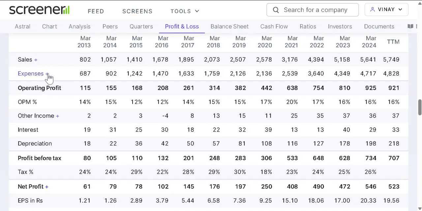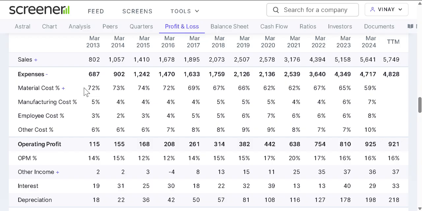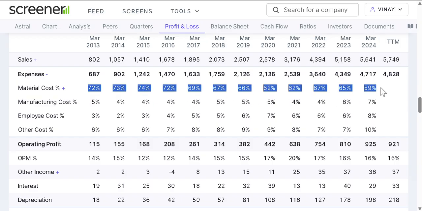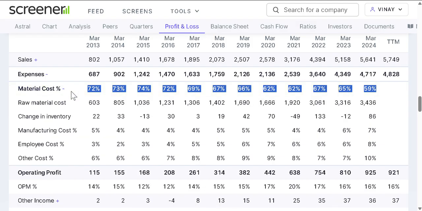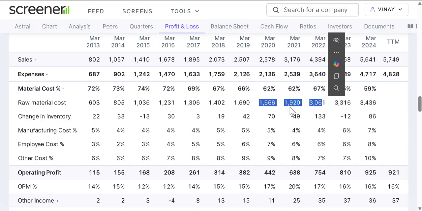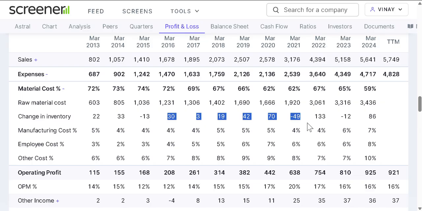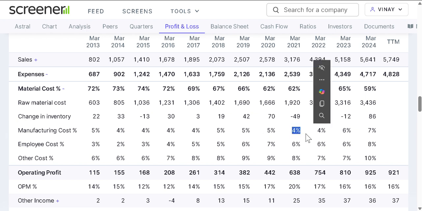Now let's come to the expenses. So this is material cost. So whatever revenue is generated, this is the percentage which goes towards the purchase of material. Now this includes raw material, then some changes in inventory. A minus means some inventory has gone to the losses. Then manufacturing cost. Now Astral is into making of pipes and all. So this is the manufacturing cost of machinery, basically machinery maintenance or machinery production cost. Then there is an employee cost which is very less, 6%, and other cost.